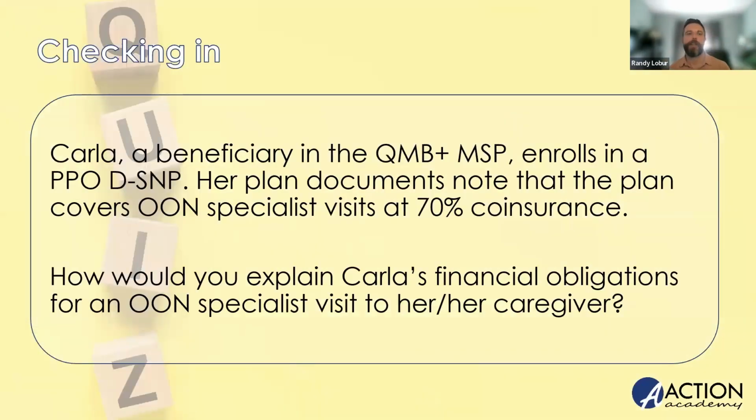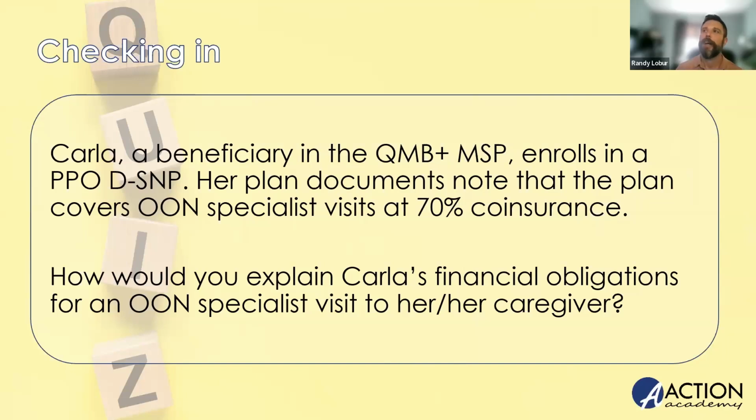Let's visit Carla here for a moment. She's a beneficiary in a Quimby Plus, and she enrolls in a PPO DSNP. Her plan documents note that the plan covers out-of-network specialist visits at 70% coinsurance. How would you explain Carla's financial obligation for this specialist visit to either her or, more realistically, to her caregiver? What could that look like for you? I believe since she is full Medicaid, she would have that out-of-network specialist covered in full.